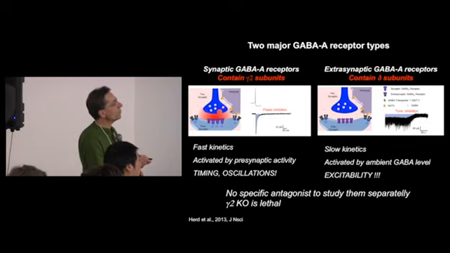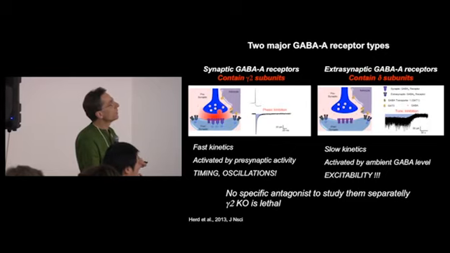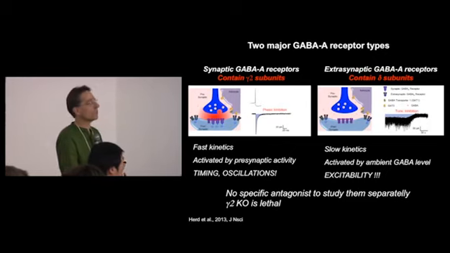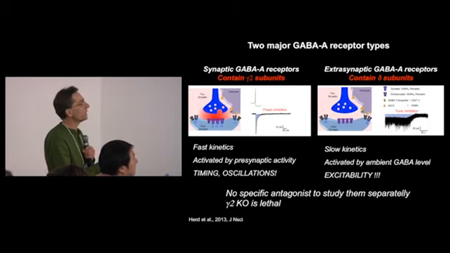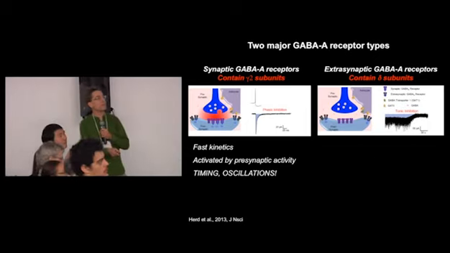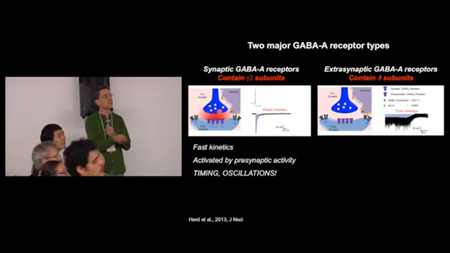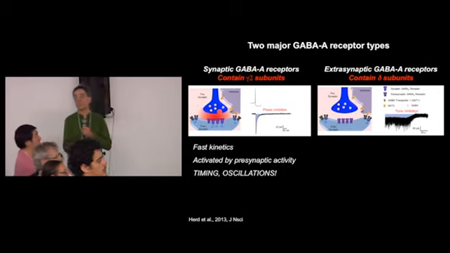The little less known receptors are located extrasynaptically. They contain the delta subunit and never the gamma subunit. And as you see, they are outside the synaptic cleft. And this, of course, causes lots of difference between them. The synaptic receptors have very fast kinetics. They are activated by the presynaptic activity. And as a consequence, of course, they have major roles in timing and oscillation.